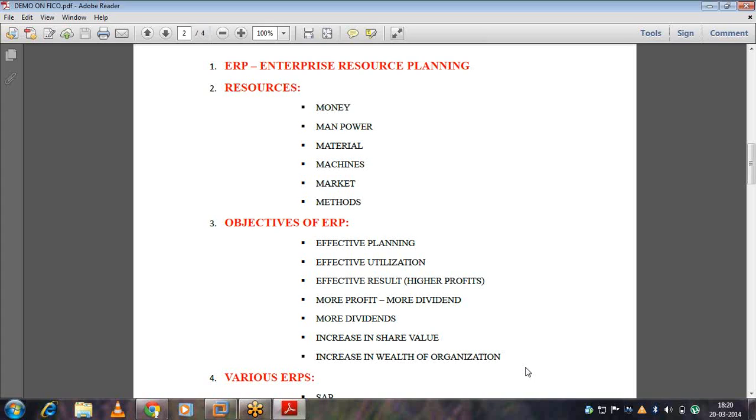So the number of departments will be integrated. The process among the number of departments will be automated, simplified, and smoothened by implementing and using the ERP. Actually speaking, in the market there are a number of ERPs available.